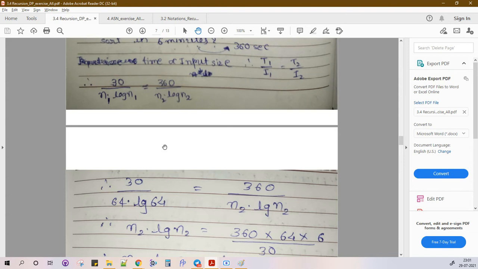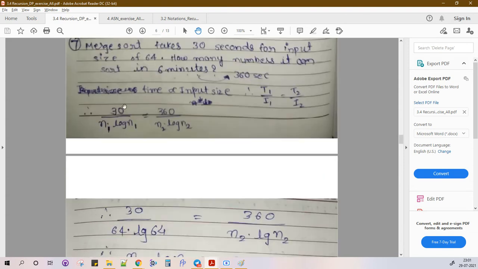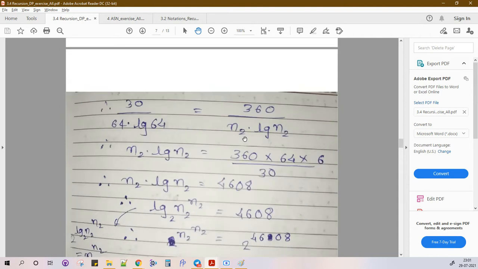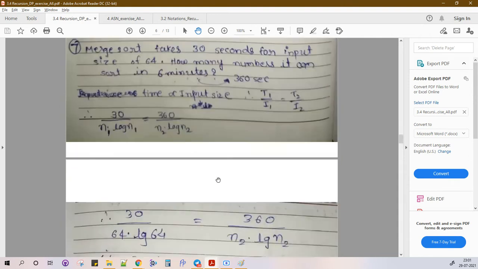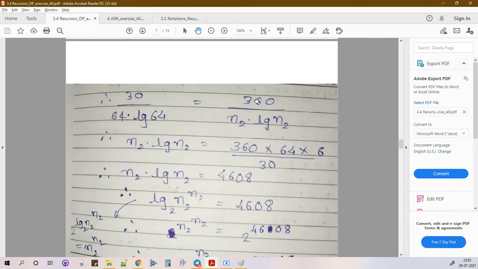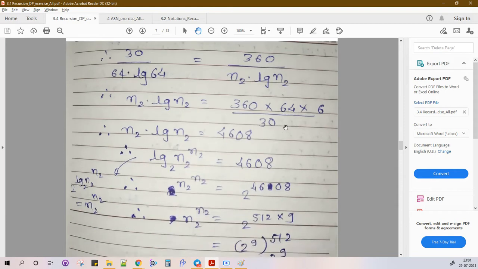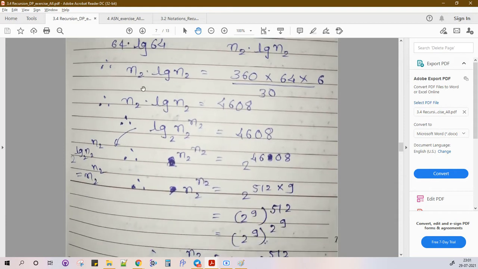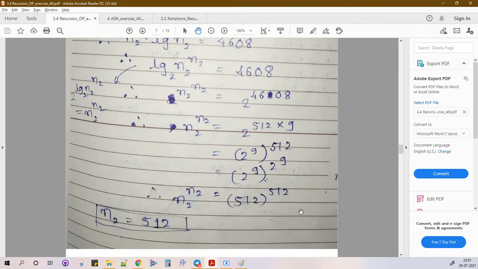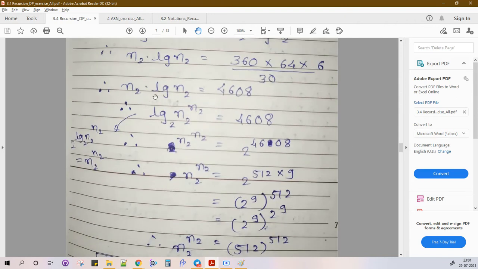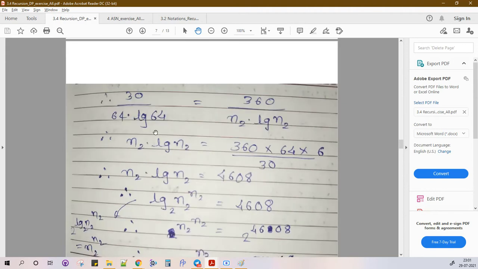But this would be really easy because we don't care about the constant now, right? So we are removing some steps. The 64 is given. We need to find out n2. 30 divided by 64 log 64 equals 360 divided by n2 log n2, right? Solving this is a bit tricky, but after solving up to this we can just take the options. Whatever option is given, if it is 512, just put 512 multiplied by log 512. If you are getting 4608, we are good, right?